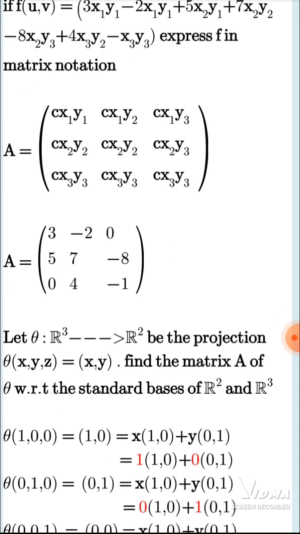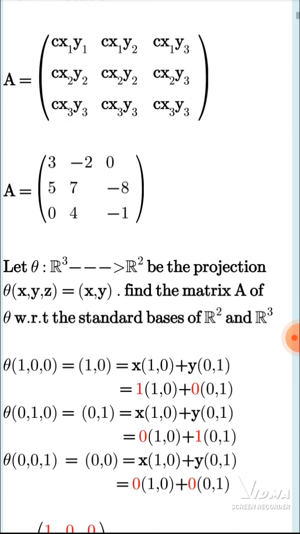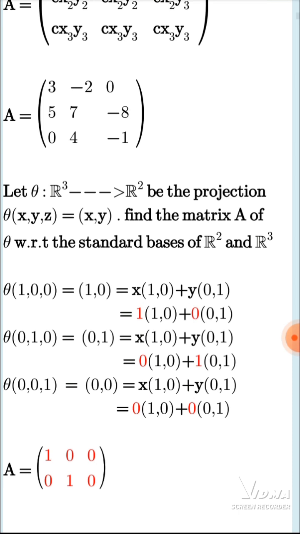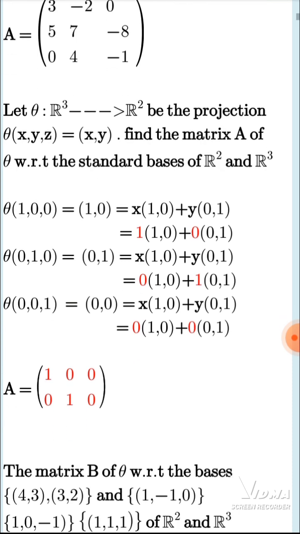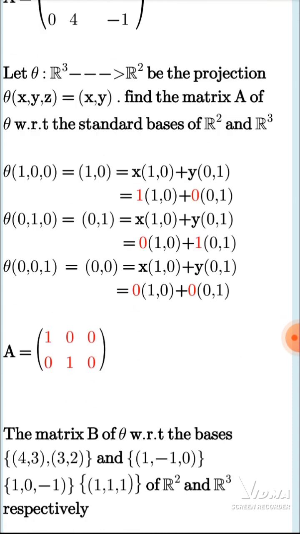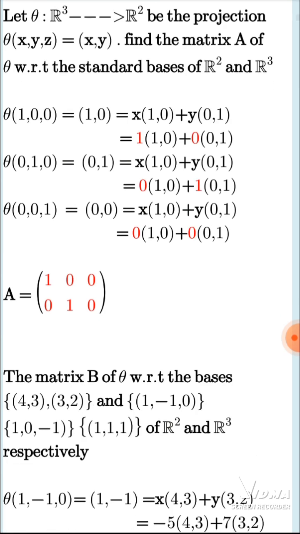So we have a mapping R3 to R2 as a projection, and we are asked to find the matrix of A with respect to the standard basis of R2 and R3. The standard basis of R2 is 1, 0 and 0, 1. For R3, that's 1, 0, 0, 0, 1, 0, and 0, 0, 1. Those are the standard basis for R3. And when the values of x and y are solved simultaneously, we have x to be 1, y to be 0, x to be 0. You can see clearly the values in red are written diagonally in the matrix form.